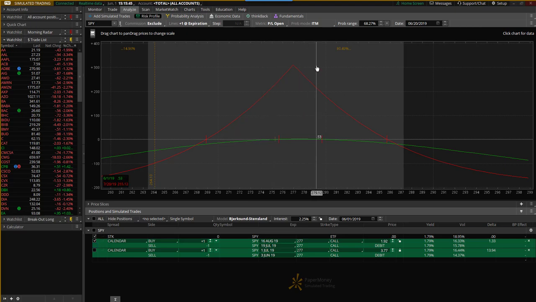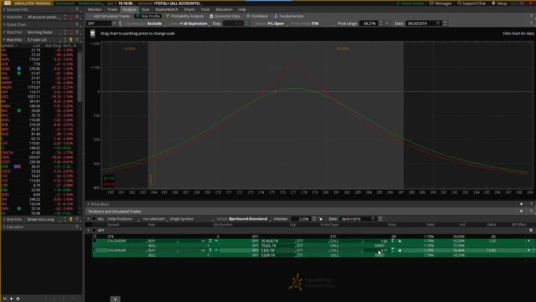So if I was getting in this trade at $1.92 and I could see I could make around $300. If I took the trade right now and time went by and it was 2 days to expiration, what would my trade be worth? It would be worth this price, $3.77.